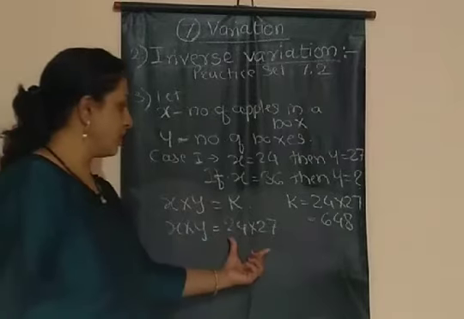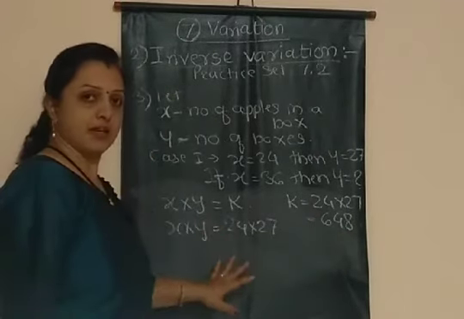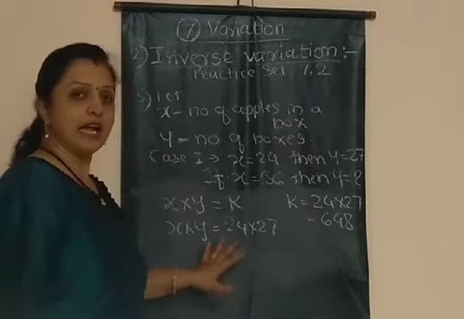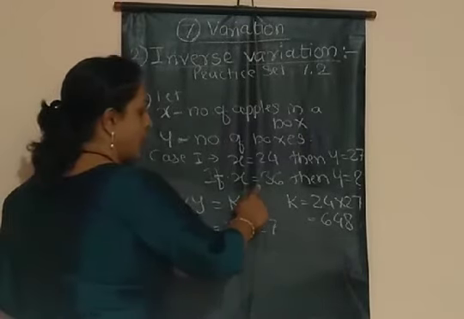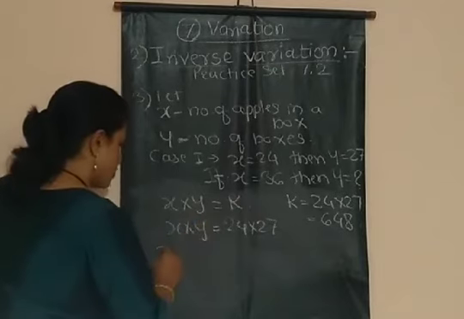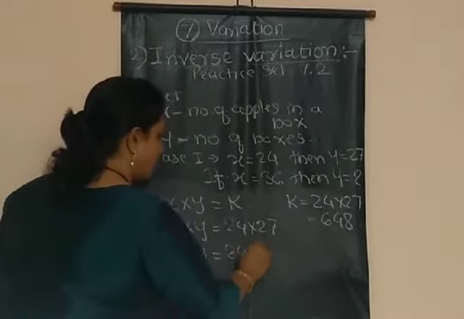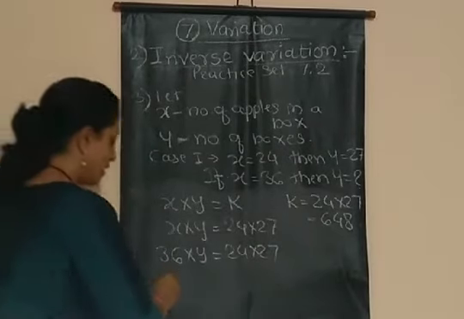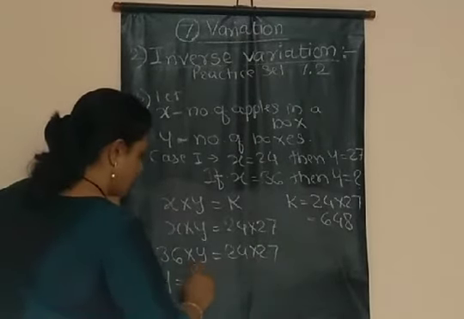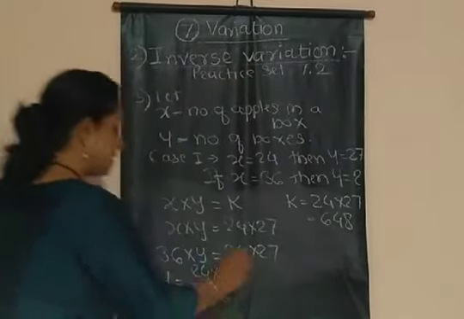Why do we take this product? Why don't we take 648? In order to simplify, in order to get the value easily. So in this equation we have to put the value of x, that is 36. So we put here 36 into y, that is 24 into 27. Now bring this 36 on this side. So we get y is equal to 24 into 27 divided by 36.